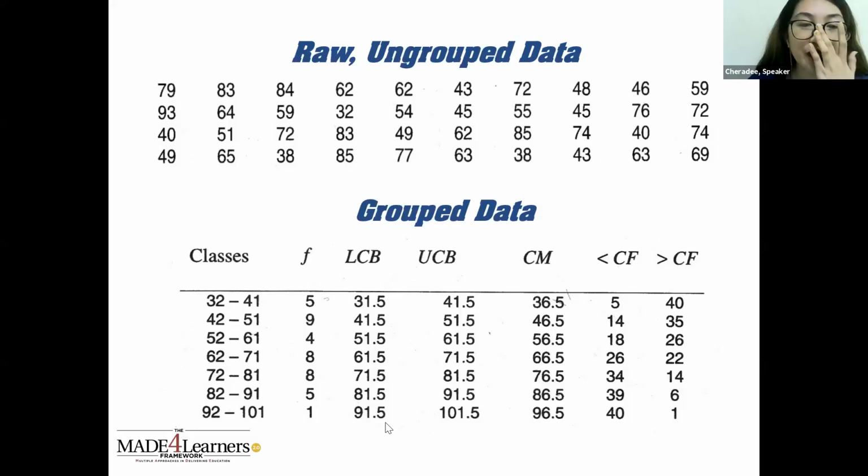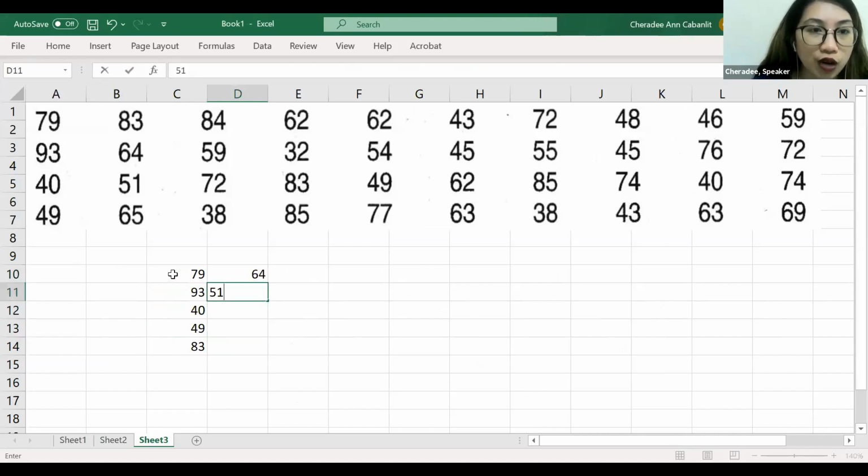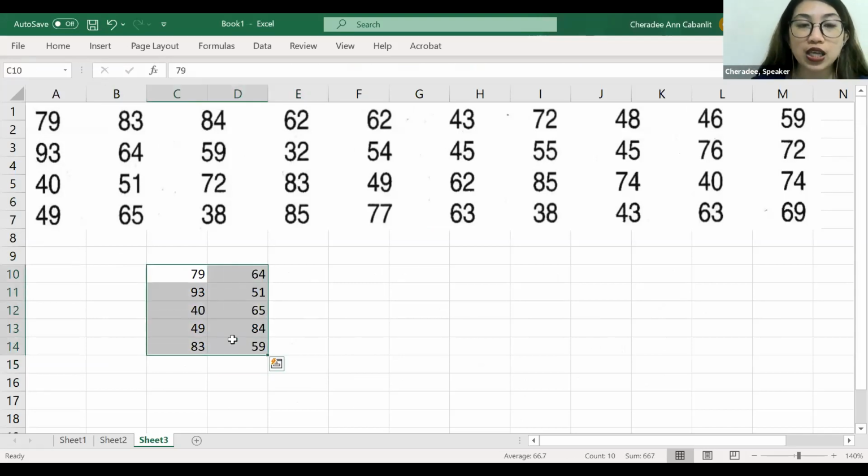Okay, so, for example, you have this ungrouped data. I'll just use 10 numbers: 79, 93, 40, 49, 83, 64, 51, 65, 84, 59. So our goal is to make this into grouped data. So how do we make that into grouped data?